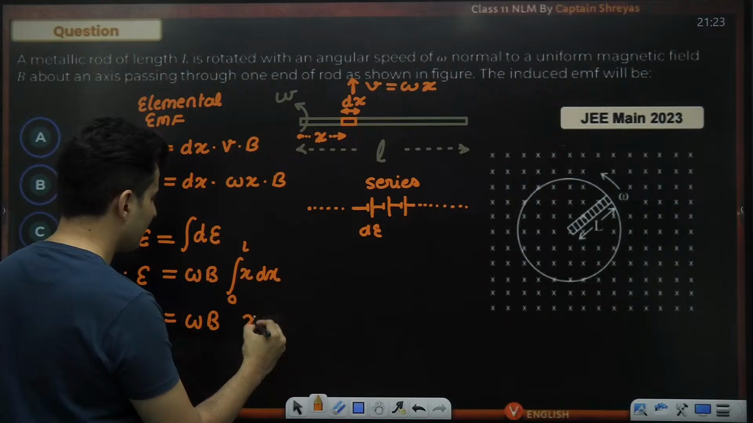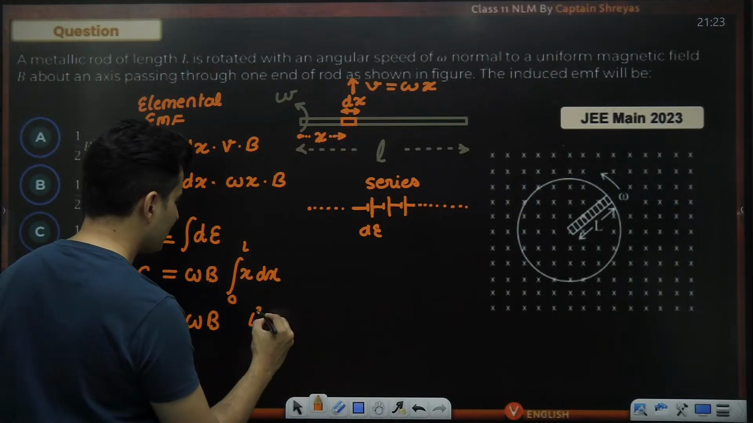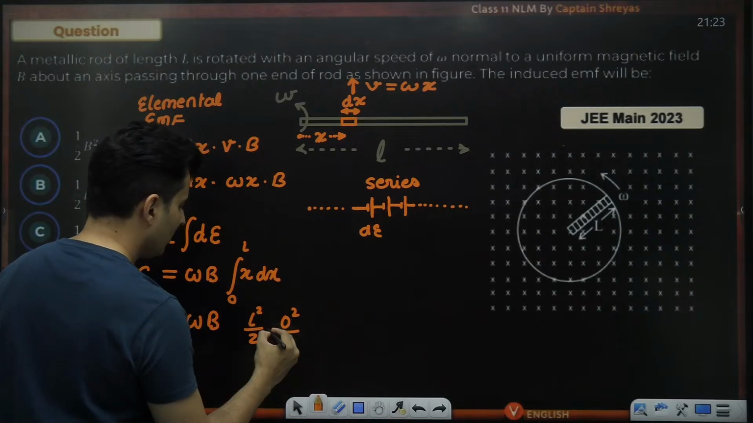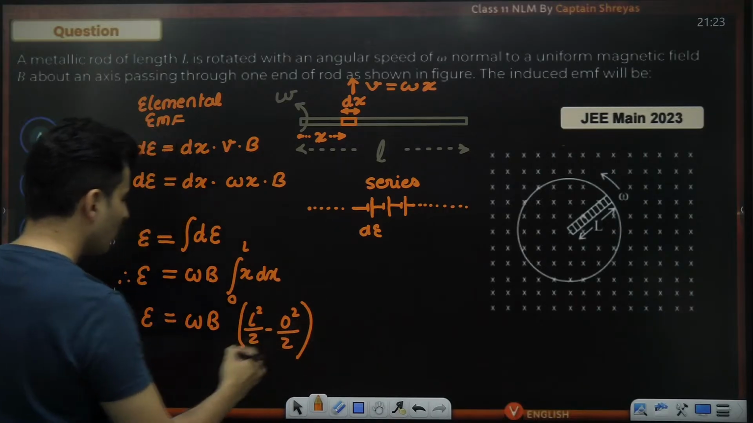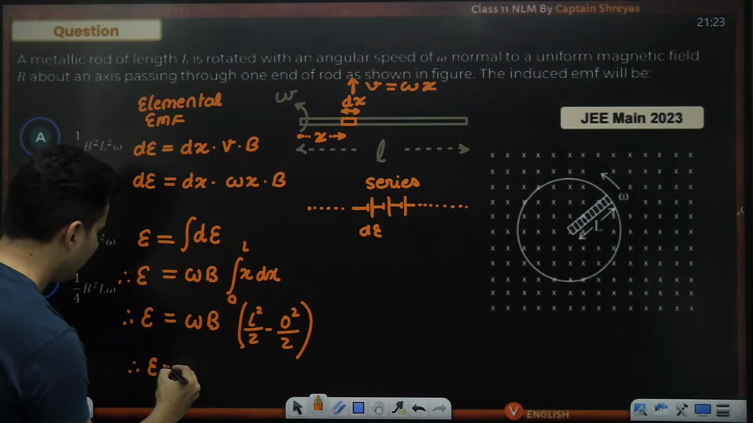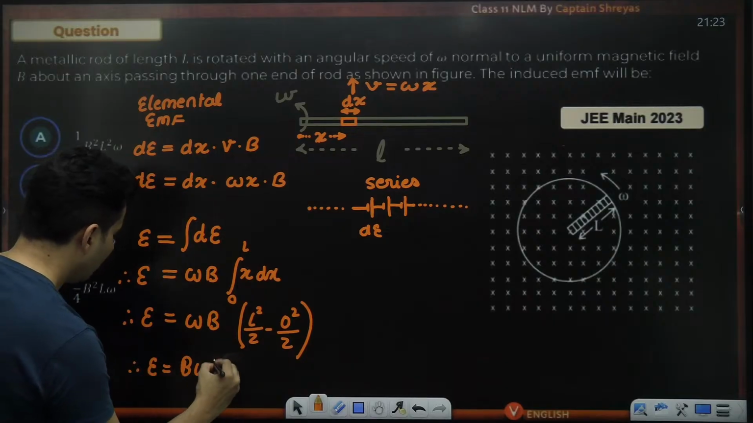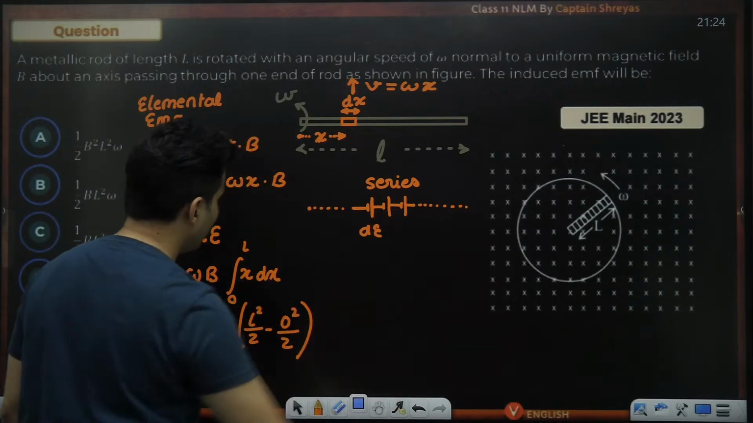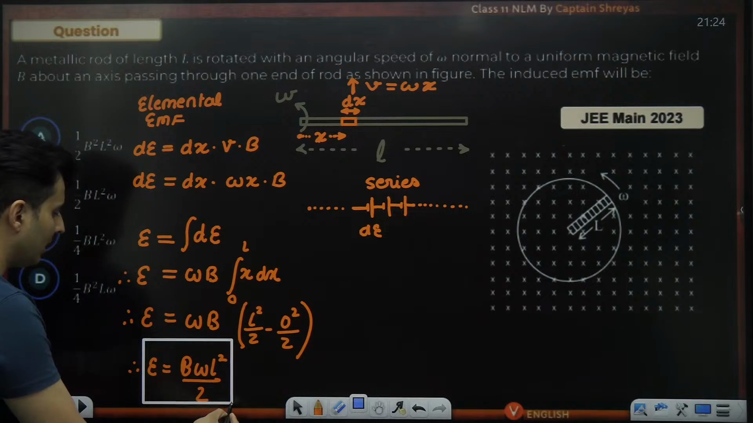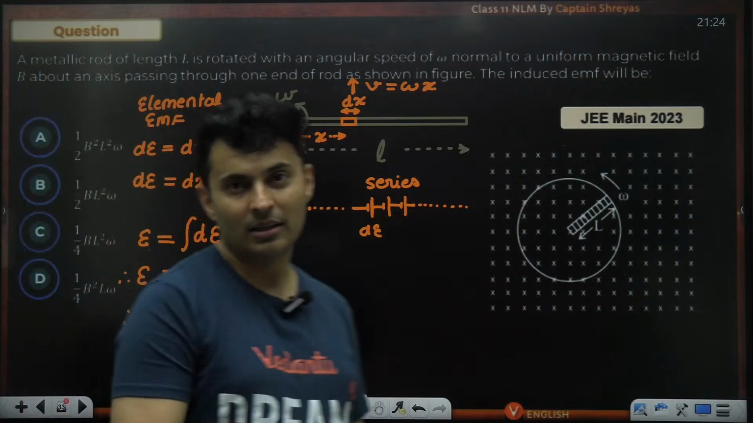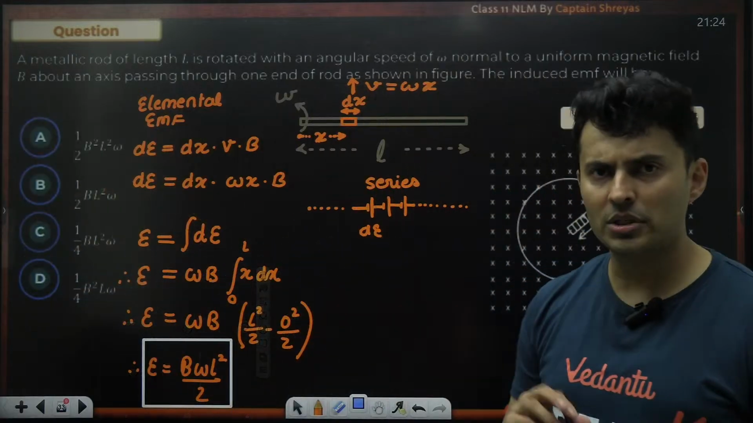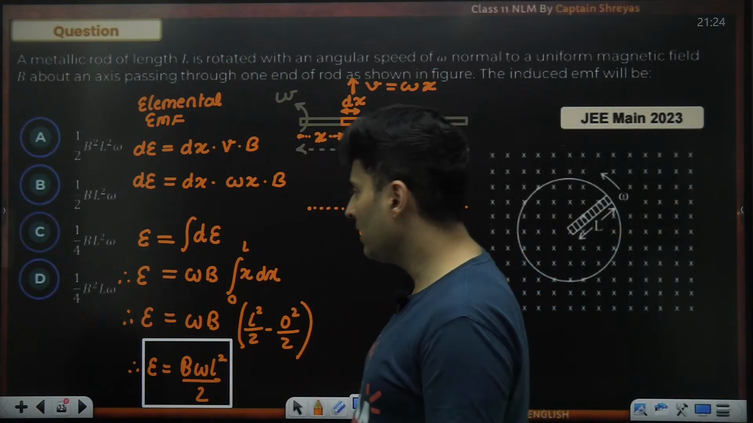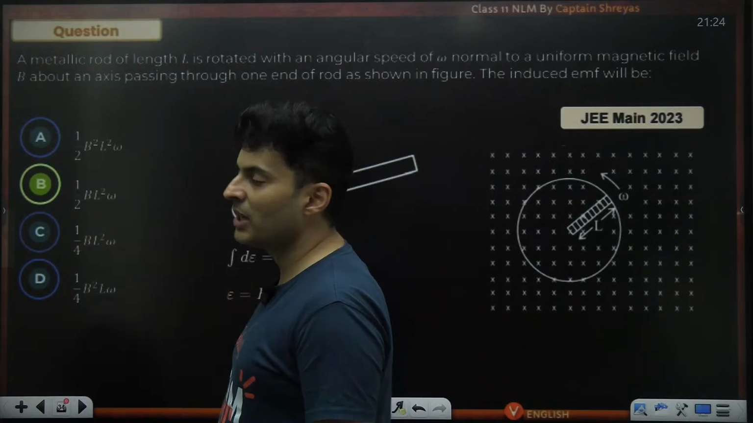x's integration is x square by 2. So it will be L square by 2. Here it will be 0 square by 2 after putting the limits. You have to subtract both of them. That's it. So this EMF will be B omega L square by 2. Now, this formula, you don't have to derive it every time. Better remember it, because these questions get repeated. Rotating conductor is a common question in JEE Mains or even in Advanced. B omega L square by 2. Clear? So the answer is half B omega L square.